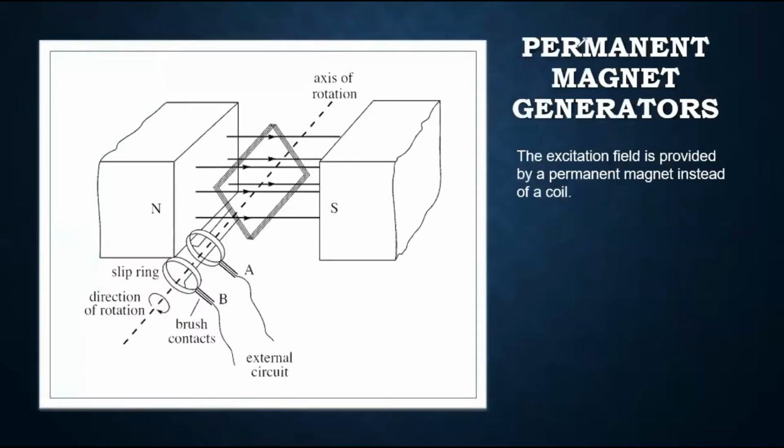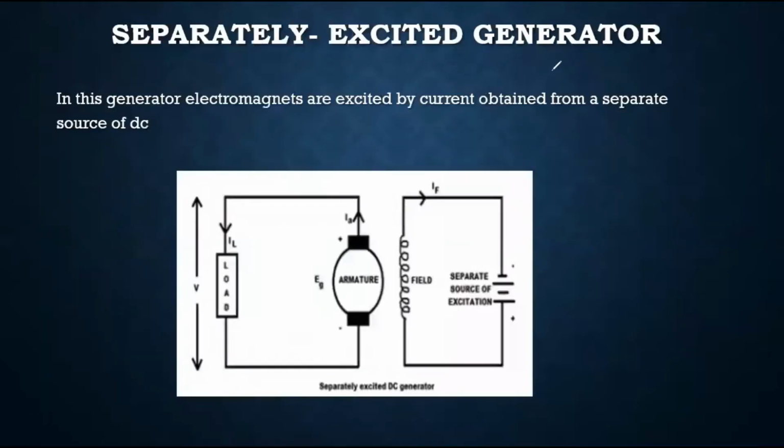In permanent magnet generators, here we can see we have a north pole and a south pole, and we have the magnetic field in between. So in a permanent magnet generator, there will already be a magnetic field existing between our north pole and south pole. And in a separately excited generator, we have an electromagnet here.